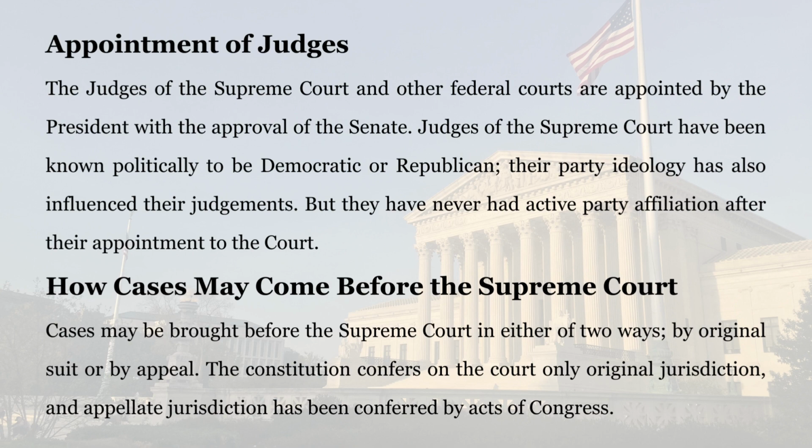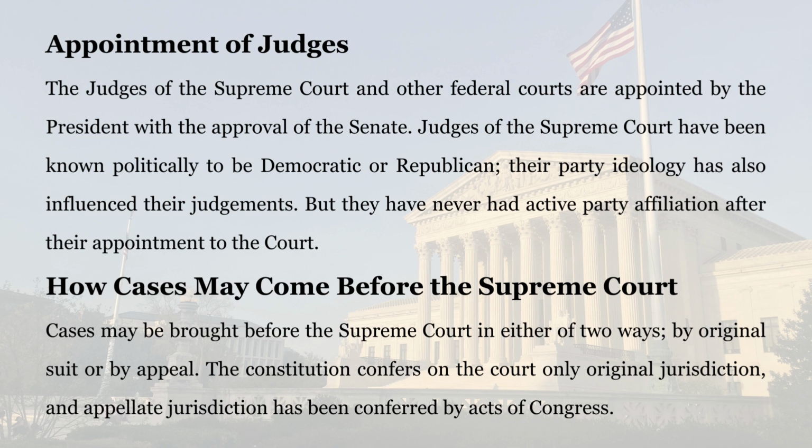Appointment of judges. The judges of the Supreme Court and other federal courts are appointed by the President with the approval of the Senate. Judges of the Supreme Court have been known politically to be Democratic or Republican. Their party ideology has also influenced their judgments. But they have never had active party affiliation after their appointment to the court.